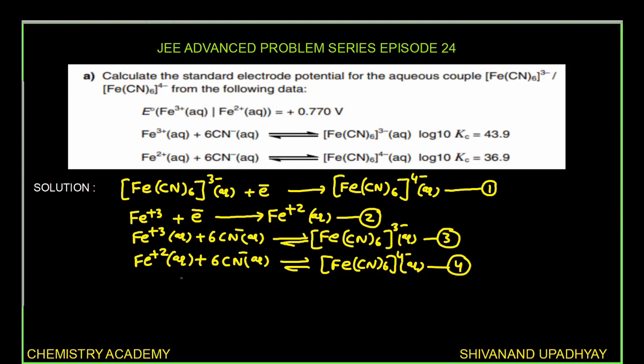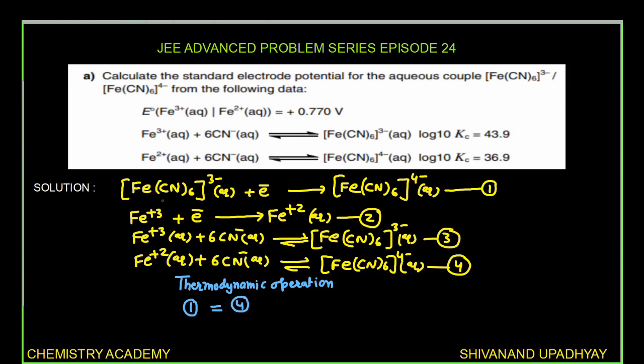So I'm going to use the thermodynamic operation which we used in thermochemistry. In this, we try to write the first reaction in terms of the second, third, and fourth. Here Fe(CN)6 4- is on the right hand side in the fourth reaction. So I will write the fourth reaction as it is.